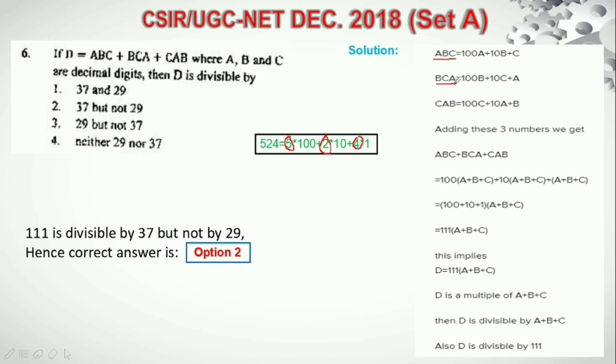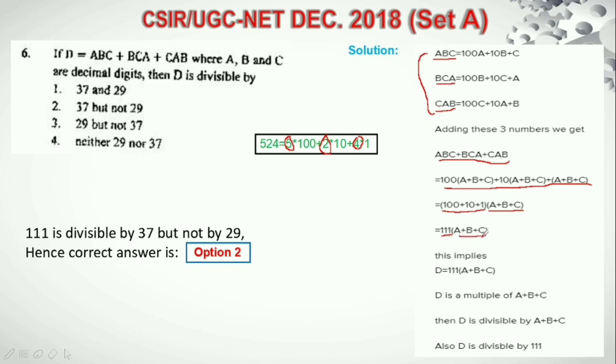Similarly, BCA can be written as 100 times B plus 10 times C plus A, and CAB can be written as 100 times C plus 10 times A plus B. Now we add all these three equations. So we will have ABC plus BCA plus CAB equal to this, and we can take A plus B plus C as common from these three terms. So we will get 100 plus 10 plus 1 multiplied with A plus B plus C. So this is equal to 111 times A plus B plus C.